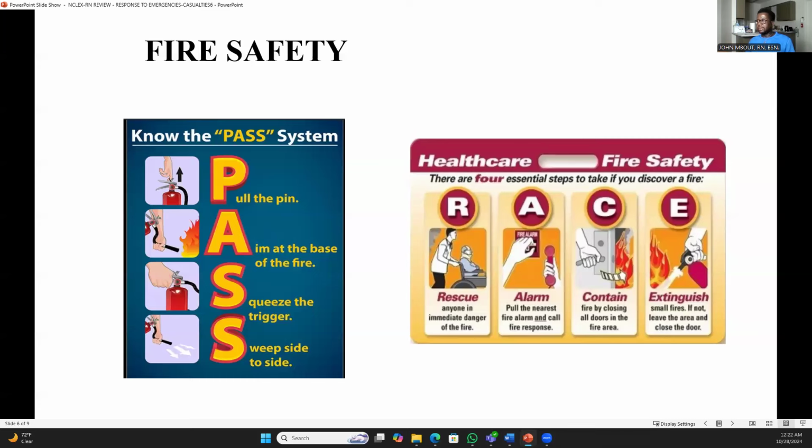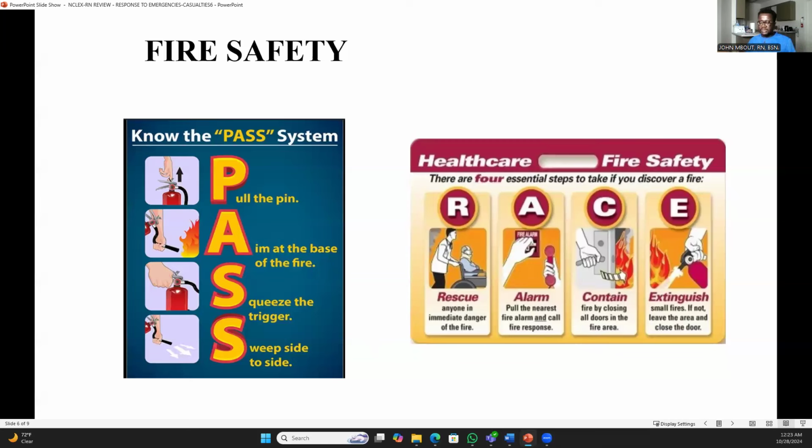Next is contain. Contain means you have to close the doors, you have to close the windows, okay? Then E, extinguish. That is where you grab the fire extinguisher and then you apply PASS: pull, aim at the base, squeeze, and sweep from side to side. Take a pen and paper, copy this, and then you practice. You have questions that come. Please apply this. Don't attend to it by unplugging the equipment first.